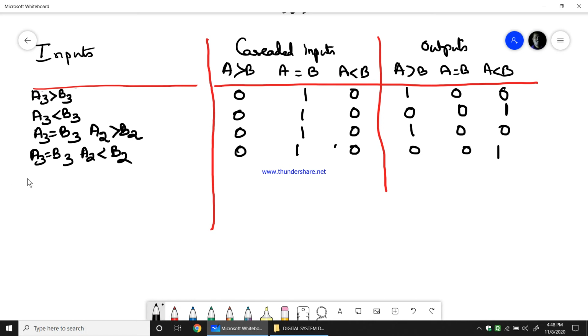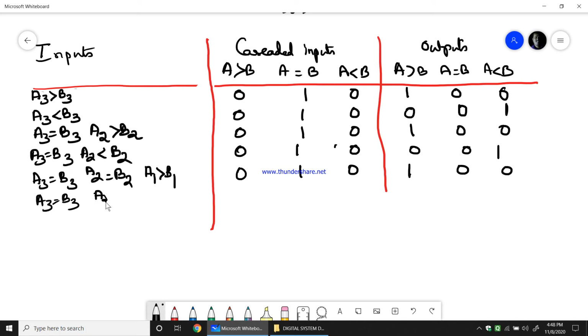Next is A3 equals B3 and A2 equals B2, and then the comparison happens on A1 and B1. If A1 is greater than B1, A is greater than B, others are 0. If A3 equals B3, A2 equals B2, and A1 is less than B1, then it says A is less than B.